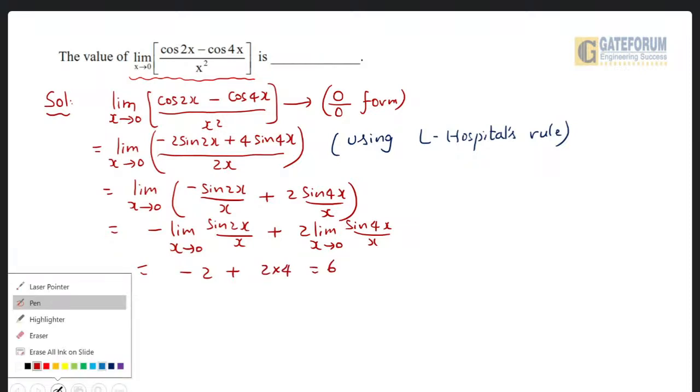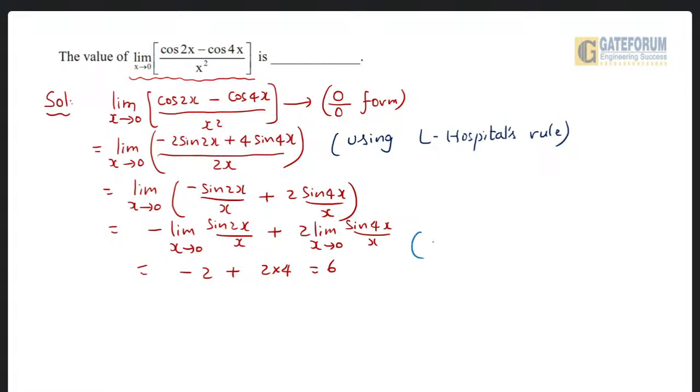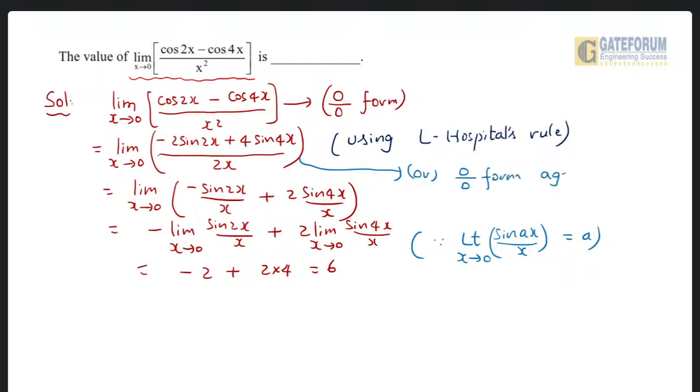So which formula have I used? Since limit x tends to 0 of sin ax by x is equal to a. Or for this step you can again apply L'Hospital's rule a second time, because it is giving 0 by 0 form again.